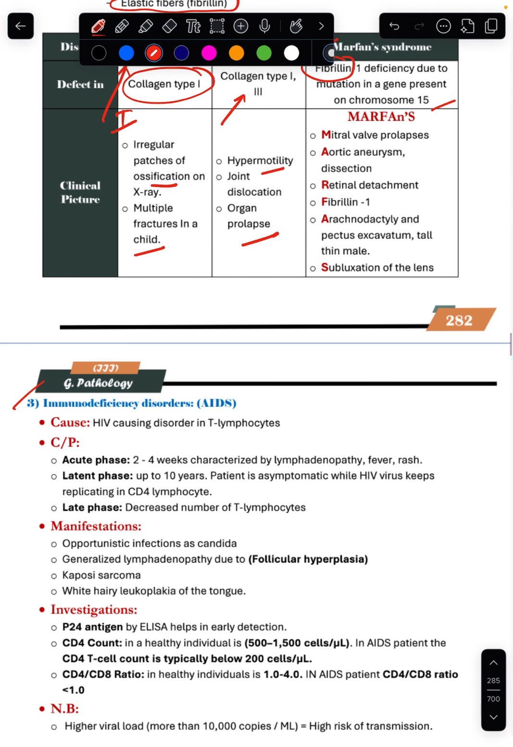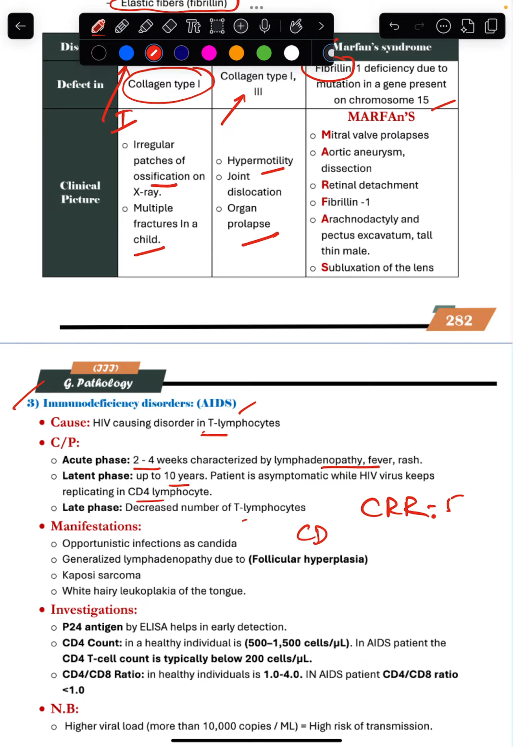Then the third part is immunodeficiency, that is HIV, causing disorders in T lymphocytes. The picture: acute phase 2 to 4 weeks, with fever, then latent phase up to 10 years. The virus keeps replicating in CD4 lymphocytes. Late phase: CCR5 receptor. Opportunistic infection occurs if CD4 goes below 200. Normally it is up to 800. When the CD4 count goes below, the patient gets opportunistic infections like Candida, generalized follicular hyperplasia, Kaposi sarcoma, hairy leukoplakia of the tongue.